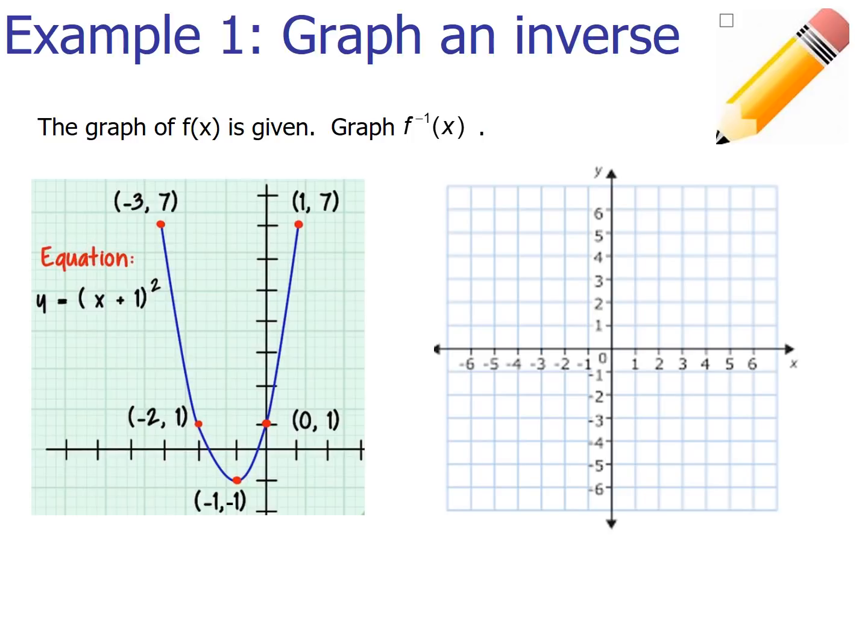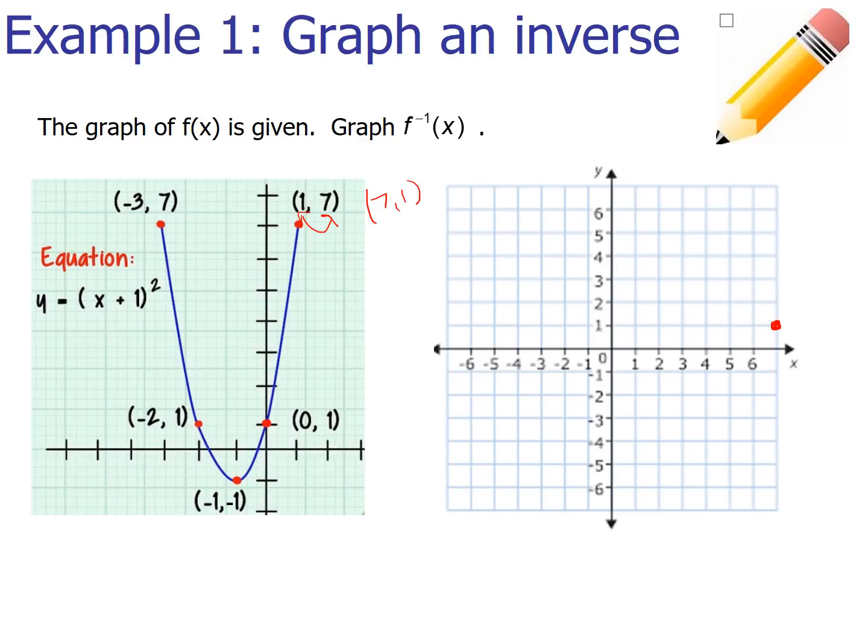So we are given the graph of f of x on the left, and we need to graph the inverse function of f on the right. And they've conveniently given us 5 points. So all we need to do is switch the x and y values of those 5 points. So I'm going to start with the point 1, 7. And now I need to switch my x and y. So it's now going to become the point 7, 1, which means that I need to go to the right 7 and up 1, and that's my new point.